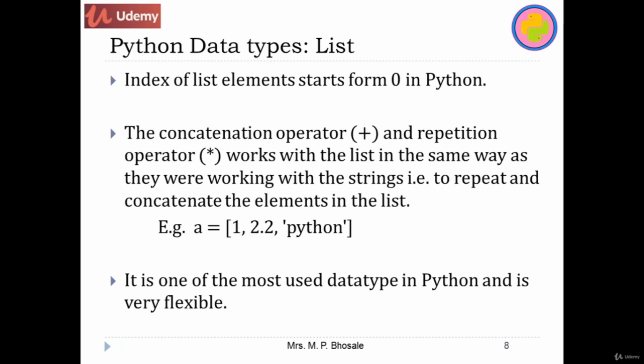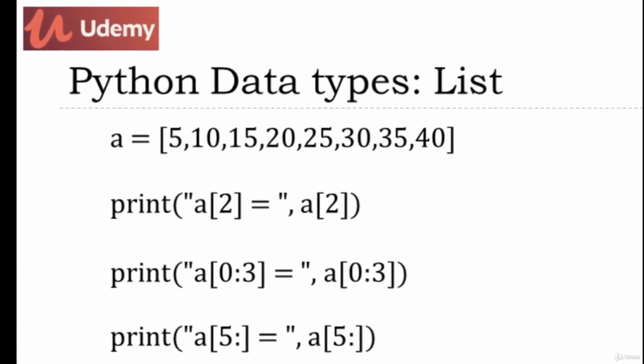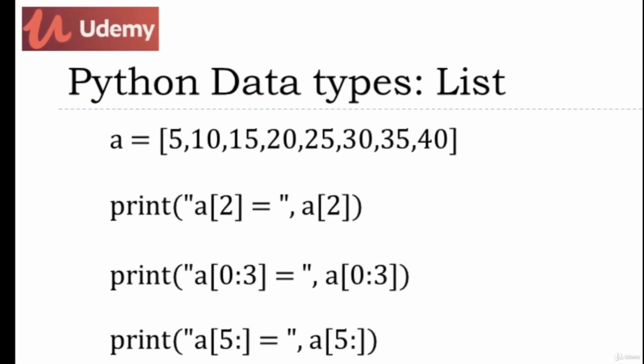Now here you can observe the example. A is equal to, in square brackets, 1 is of type integer, 2.2 is of type float, and this is a Python string. So it is one of the most used data types in Python, and it is very flexible because you can have different types of elements. You can use the slice operator, and so many built-in functions are there that you can directly use on the list. So we will just discuss examples like this.